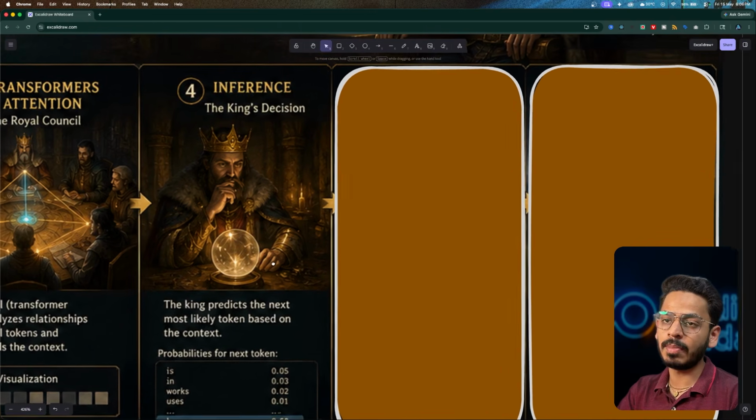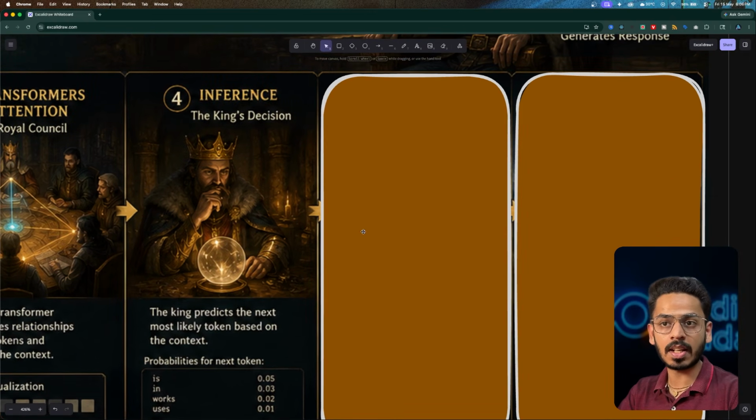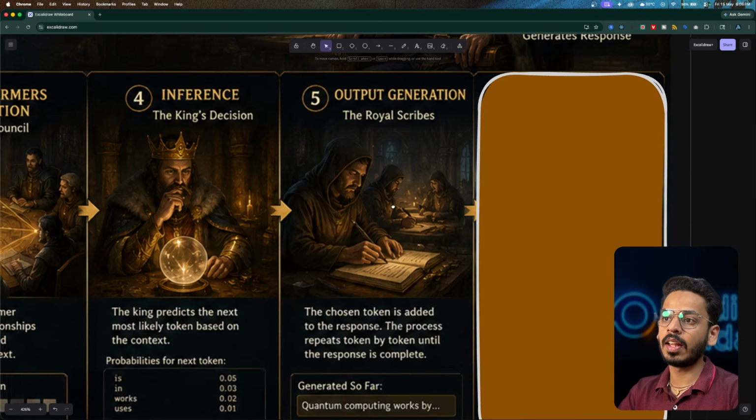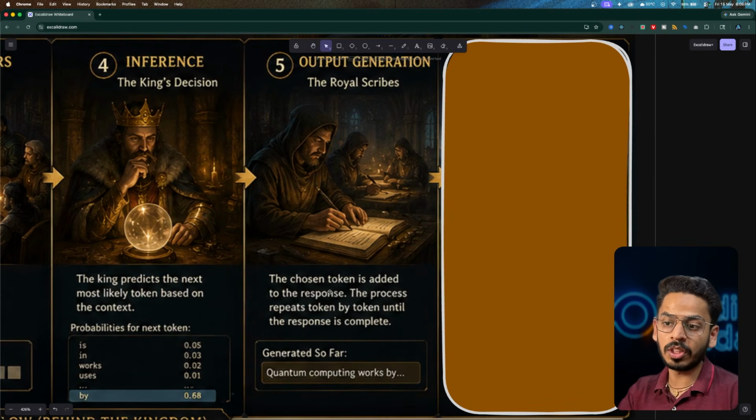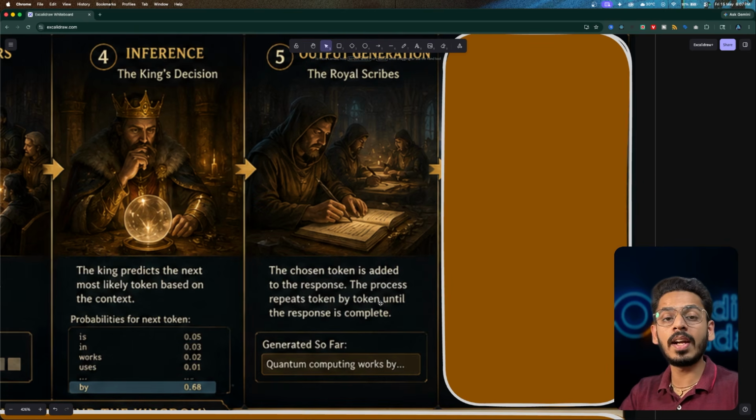Once the king has made his decision, and the inferencing is complete, next it is given to the royal scribes. The scribes have the task to generate the output. The chosen token is added to the response and the process repeats token by token until the response is complete. This step is a continuous process.